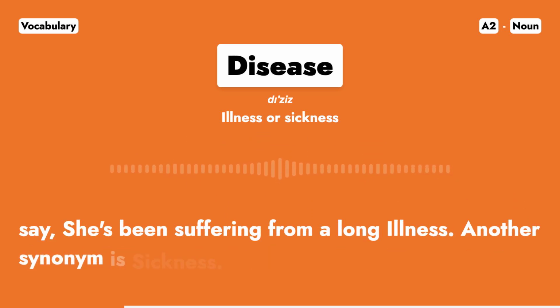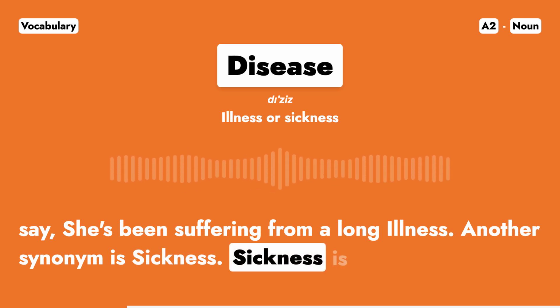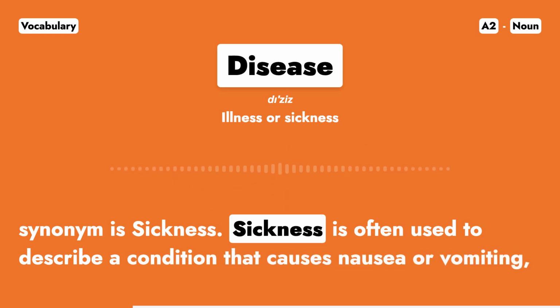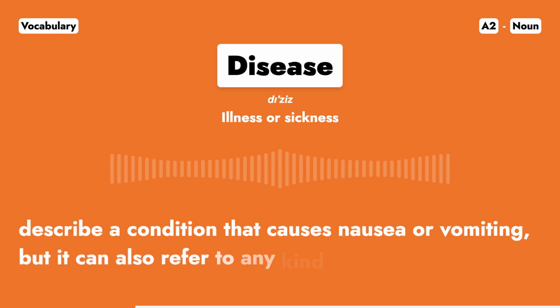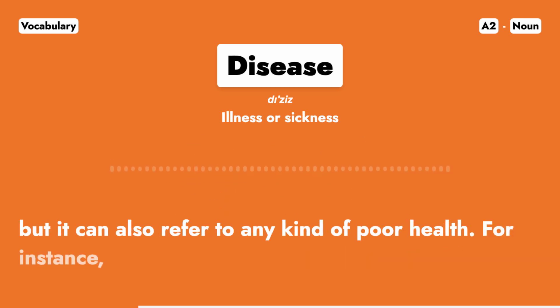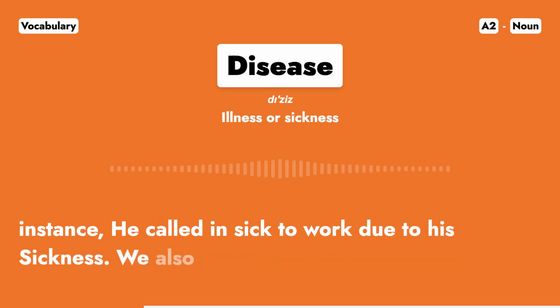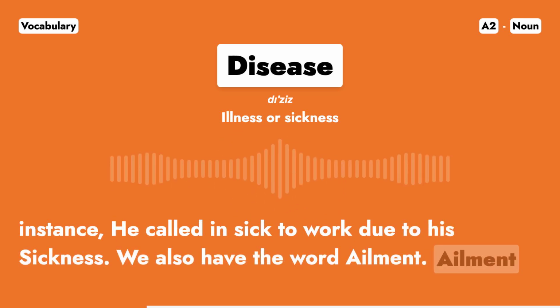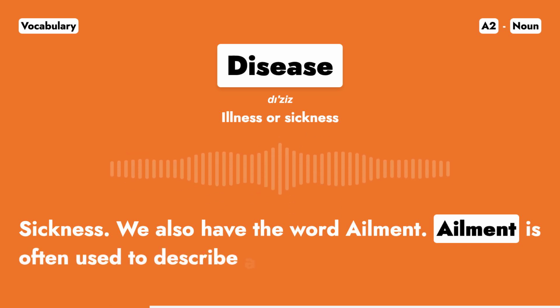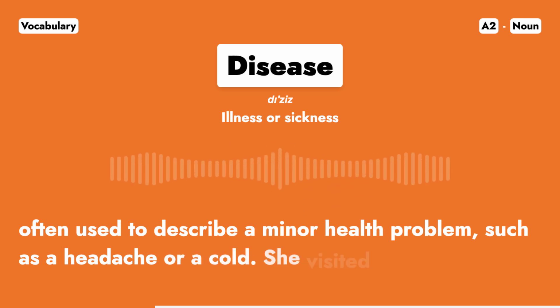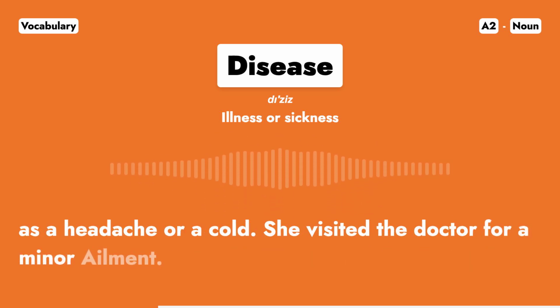Another synonym is sickness. Sickness is often used to describe a condition that causes nausea or vomiting, but it can also refer to any kind of poor health. For instance, he called in sick to work due to his sickness. We also have the word ailment. Ailment is often used to describe a minor health problem, such as a headache or a cold. She visited the doctor for a minor ailment.